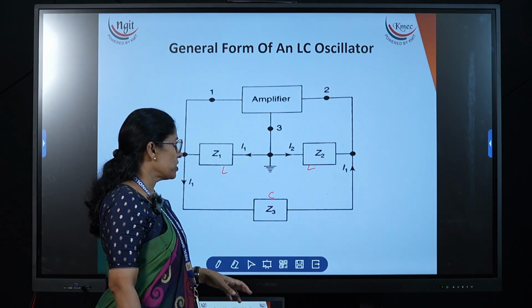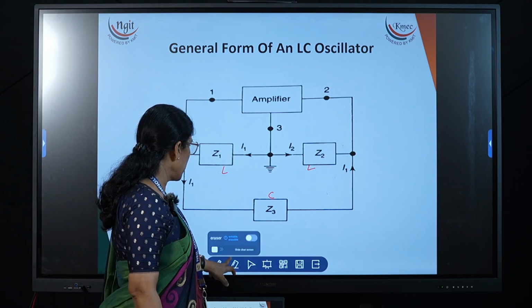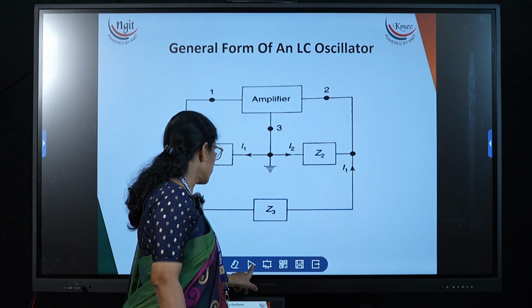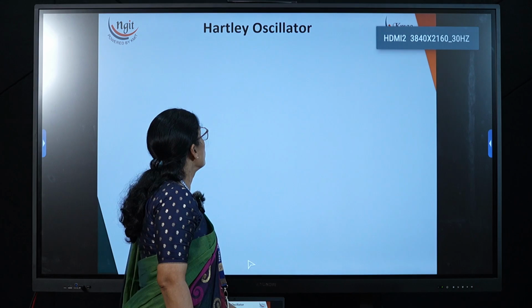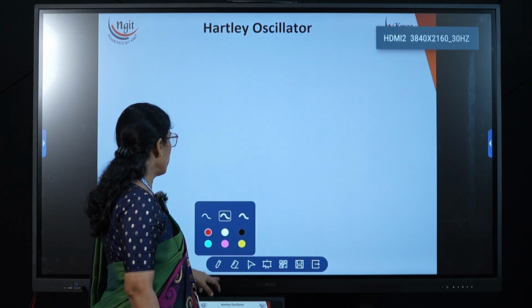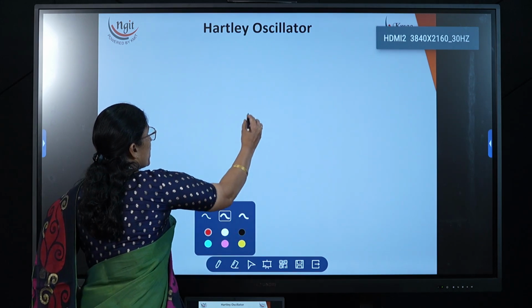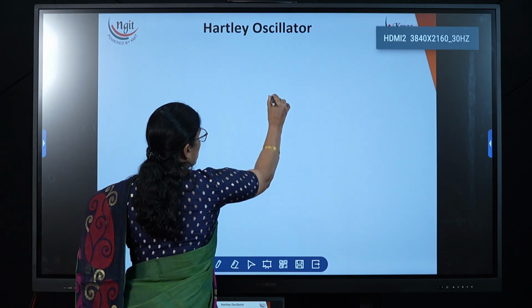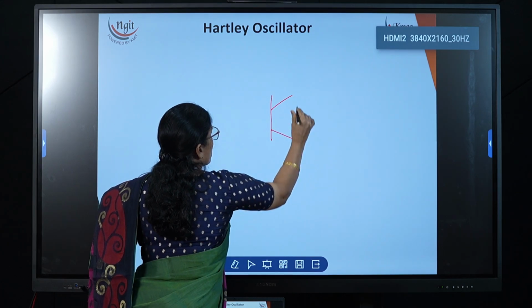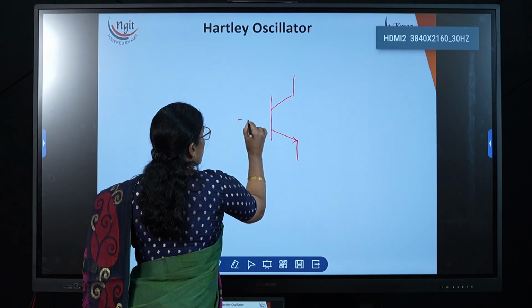In this lecture, first let me explain the Hartley oscillator. For that, how to draw the diagram. Now this is the Hartley oscillator. For that, first we need to draw the amplifier. Here I am taking the NPN transistor. The arrow mark should be outside, and this is the base.